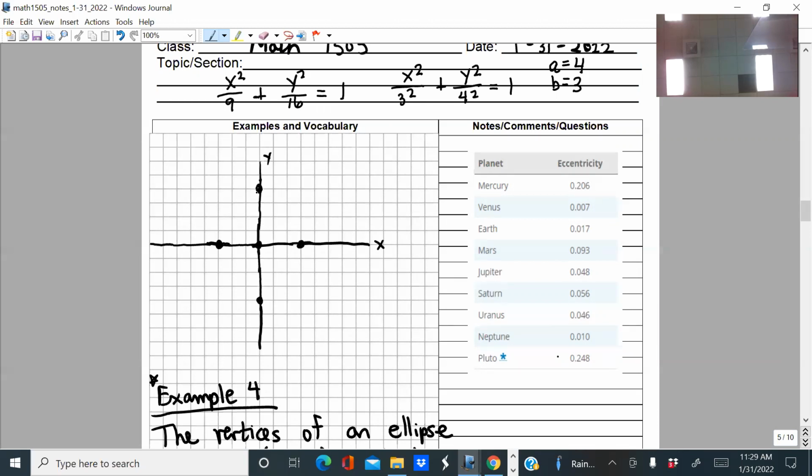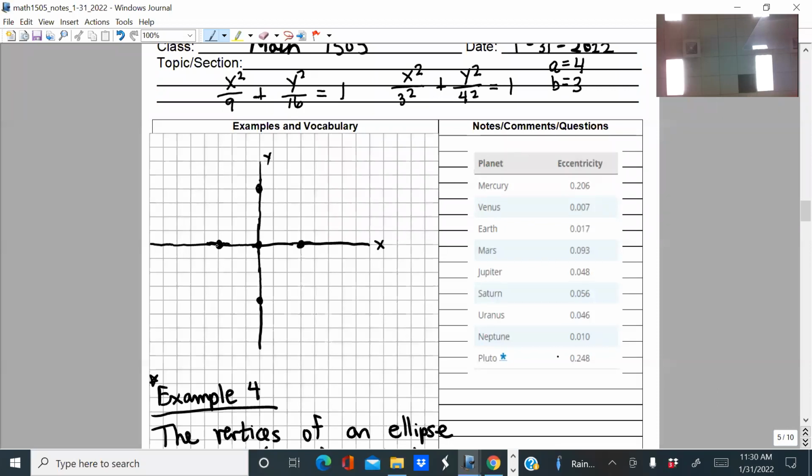Remember, this is a vertex of the ellipse. This is a vertex of the ellipse because those are the endpoints of the major axis. This does not count as a vertex. I don't know what that's called, other than x-intercept. It's not called a vertex, and this also is a vertex.